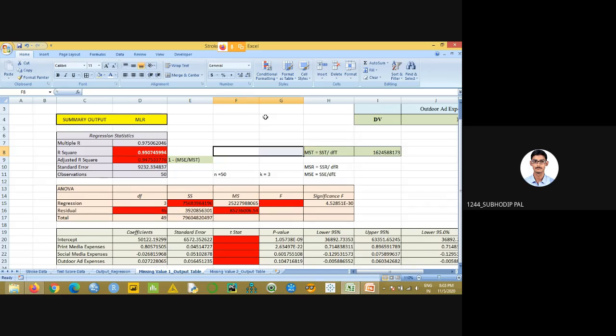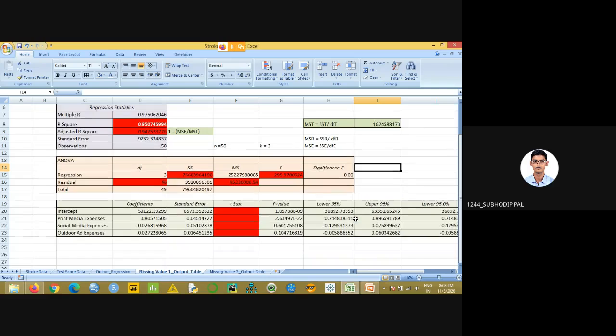Correct. Next is F value. How do you calculate F value? The F statistics is also missing, right? What is the formula for F value? MSR divided by MSC. So this is my F statistics and this is the significance value. Everyone clear?